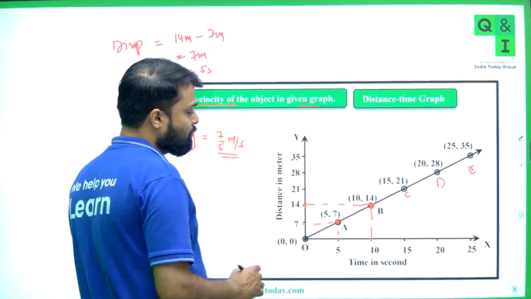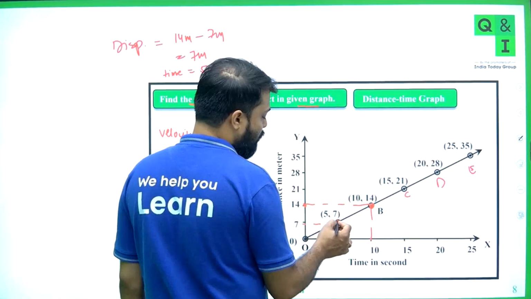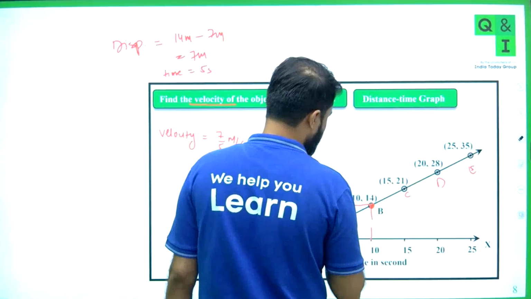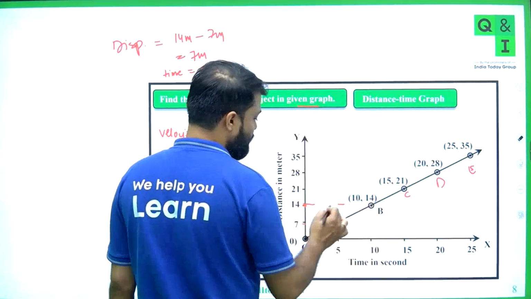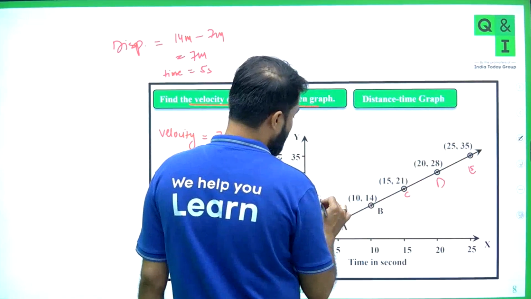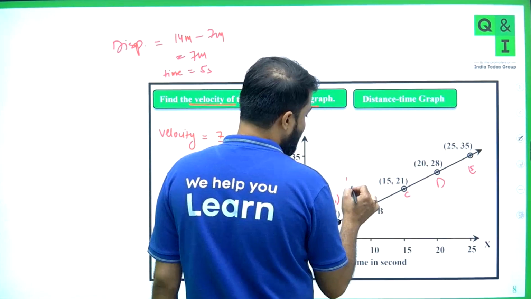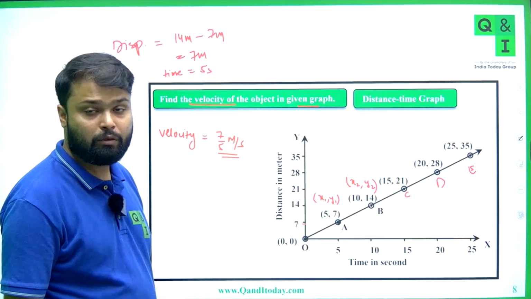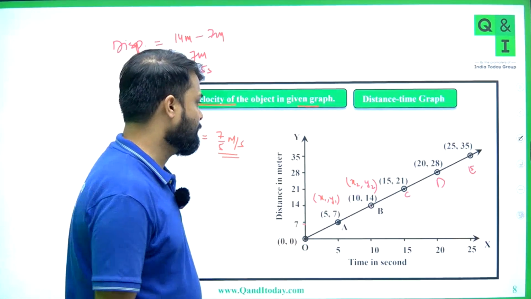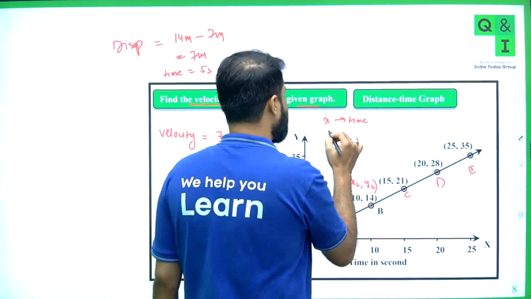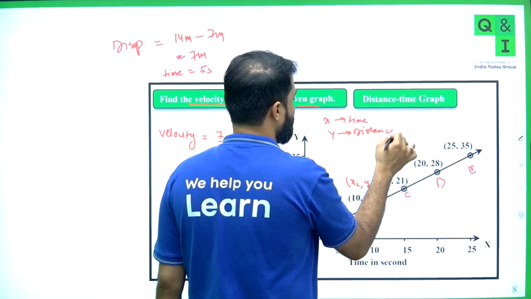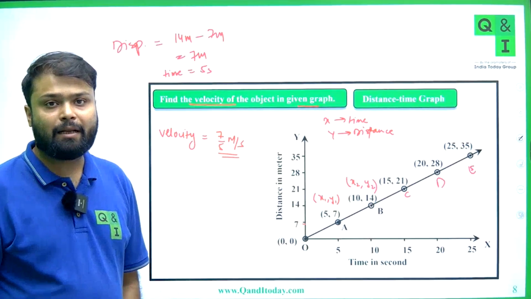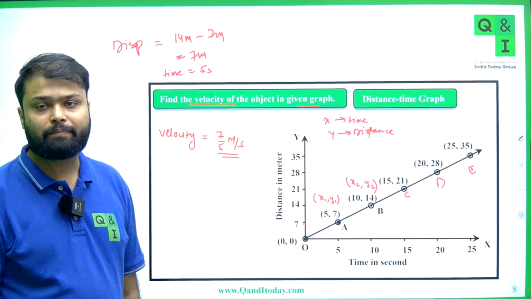Now let's say the coordinates at A are x1 comma y1, that is 5 comma 7, and at B the coordinates are x2 comma y2. Yes or no? Here x is representing time and y is representing distance. Are we clear till now? Anyone having any doubt? No, no, sir.